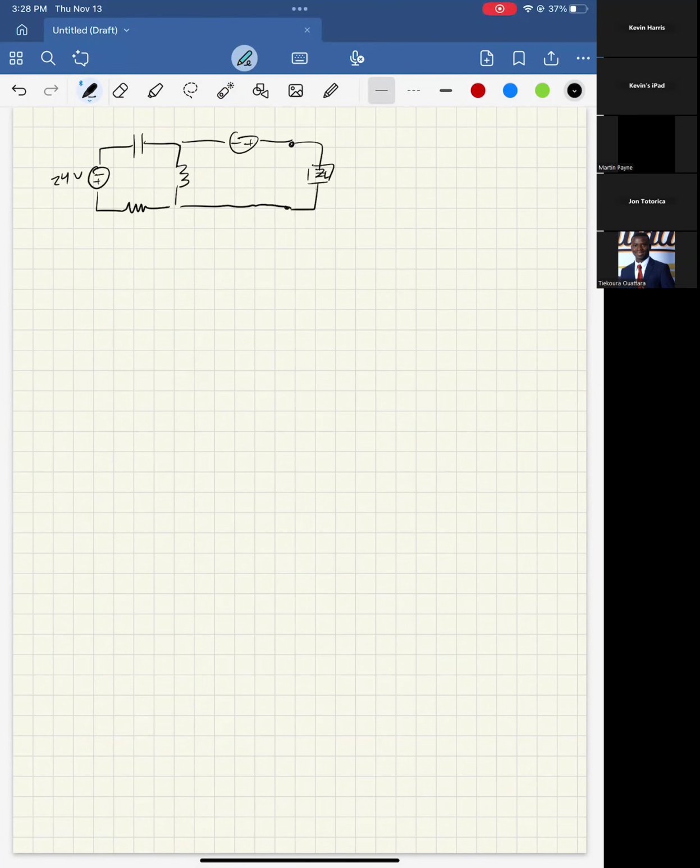So this is saying find ZL for max power transfer and what the P average of that is. And I should label the rest of these as well.